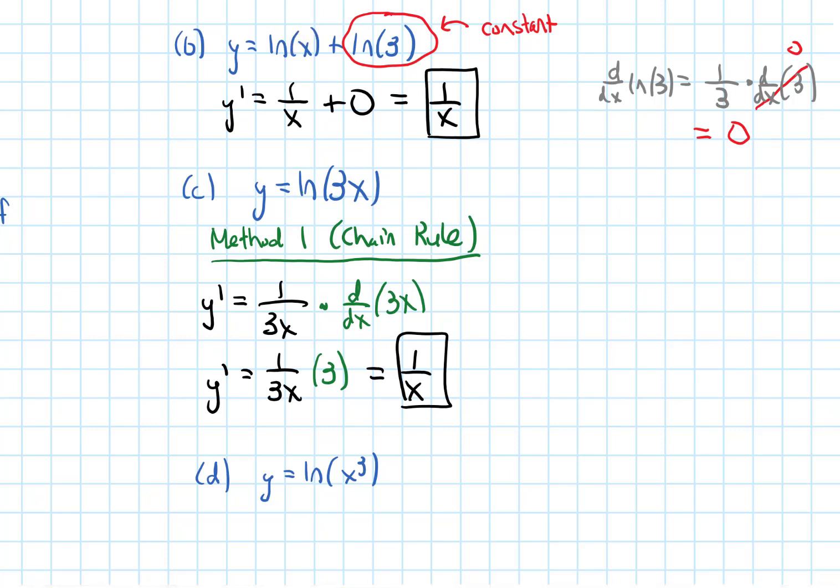Okay, and we can show why with method 2. Method 2 is to notice that ln of 3x, we could simplify that with log rules first.